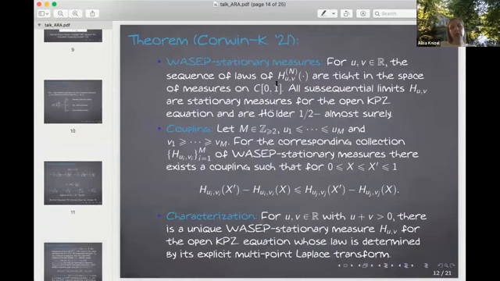So it's determined uniquely by an explicit multi-point Laplace transform. So we also get this characterization of the limit. So this is the main result that we obtain.